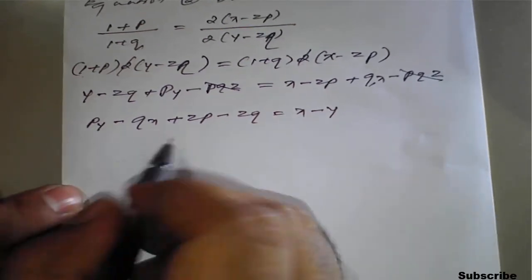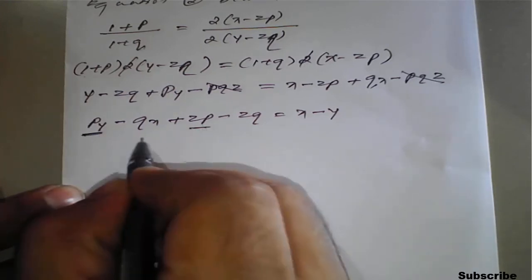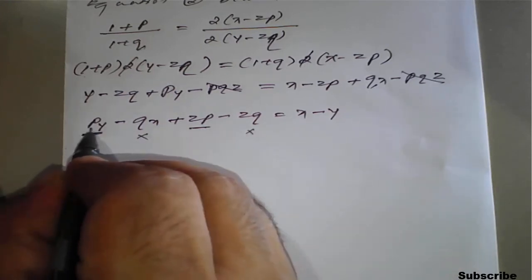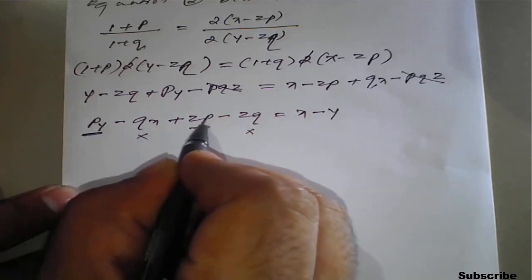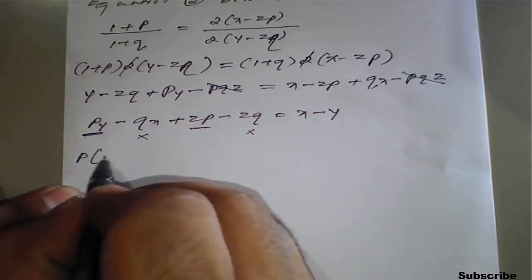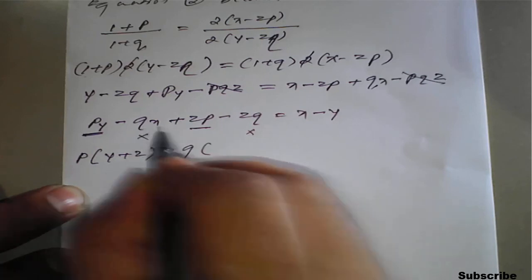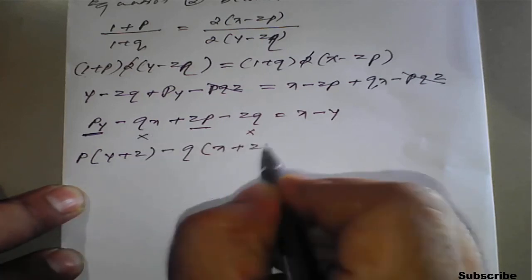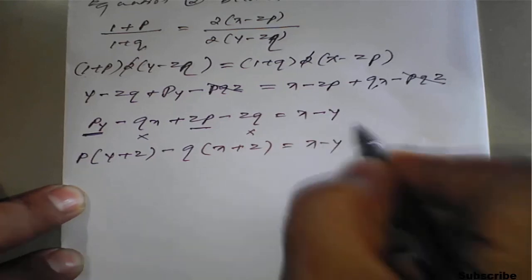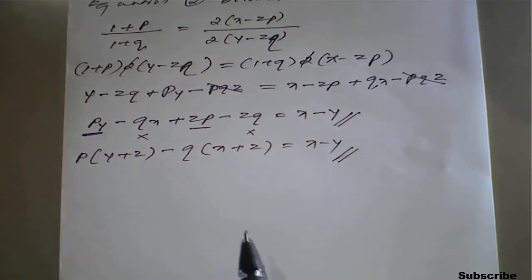Okay, so you can keep this one as it is, or you can make pairs. So here py and zp, you can take as a pair and consider p common, it will be p times (y plus z), and from these two you take minus sign common and q common, so it will become minus q times (x plus z), is equal to x minus y. You can stop here also, or else you can continue. So this is the required PDE of the given equation.